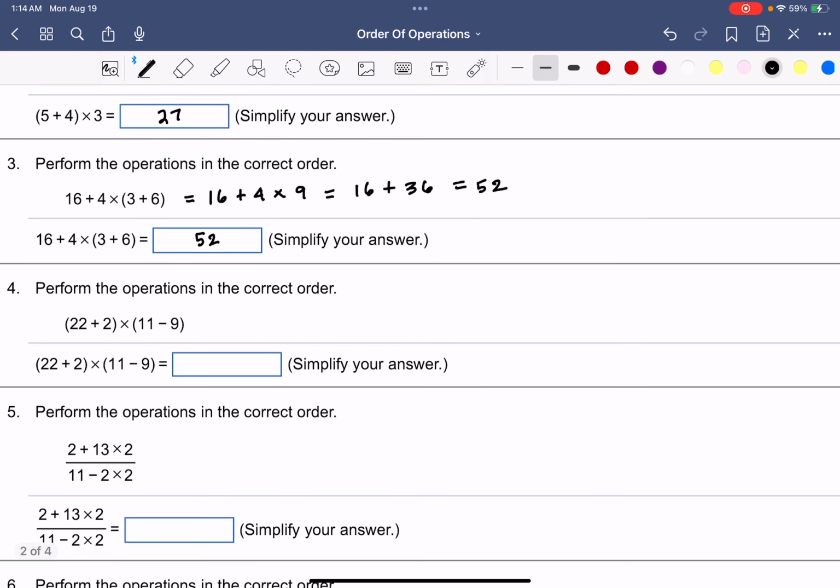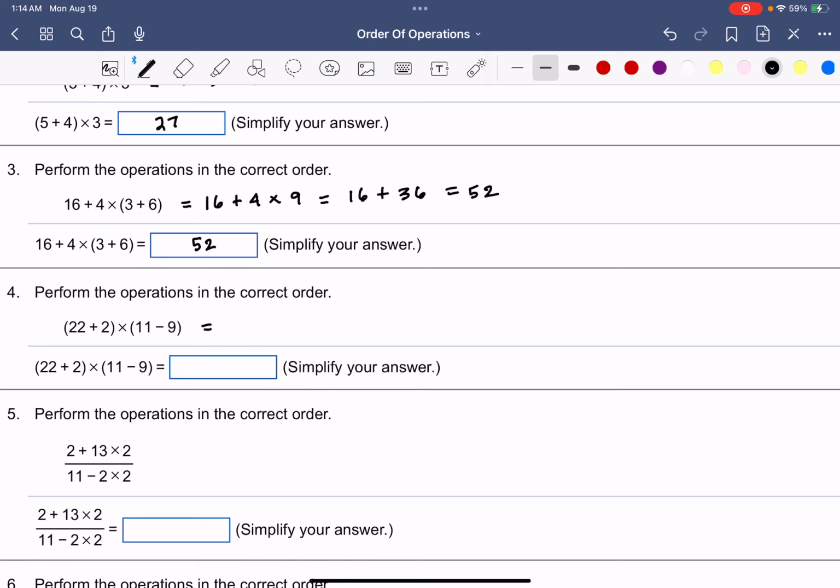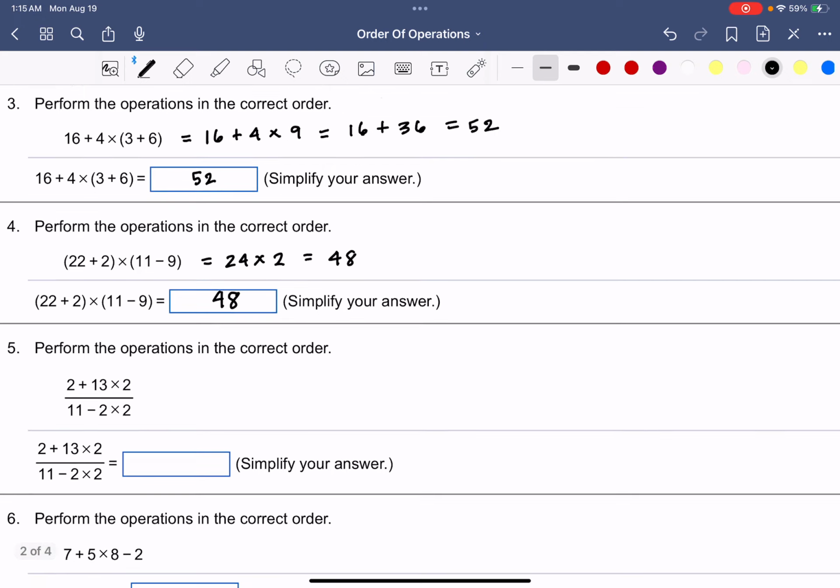In number 4, we have addition, subtraction, and multiplication. Now, normally the multiplication would come first, but because of the parentheses, we have 22 plus 2 in parentheses. That's going to be 24 times 11 minus 9 is 2. So that's going to be 24 times 2 is 48. So notice that the multiplication came last, but only because there were parentheses there that told us we had to do that first. Example 5.